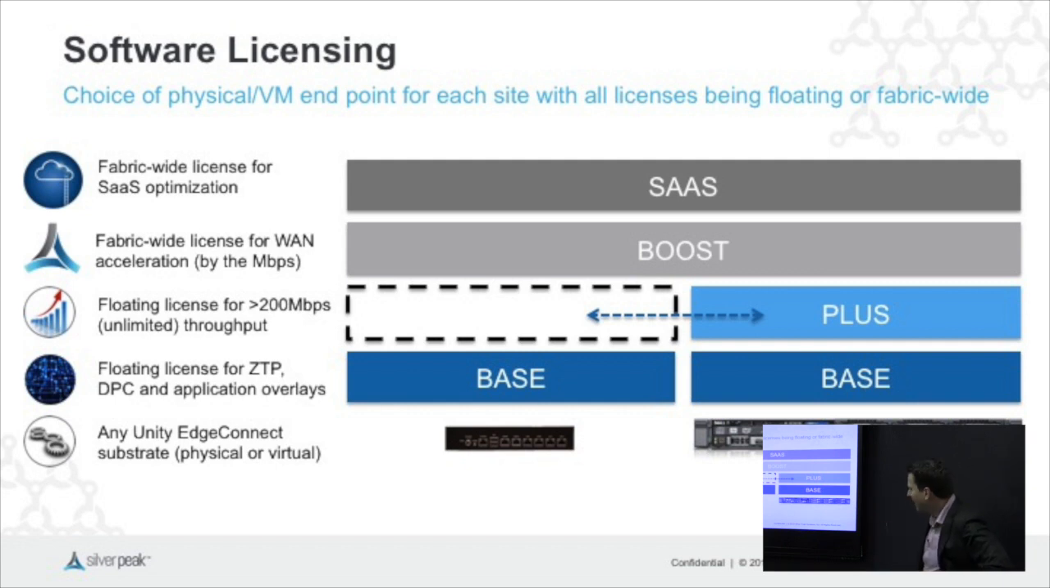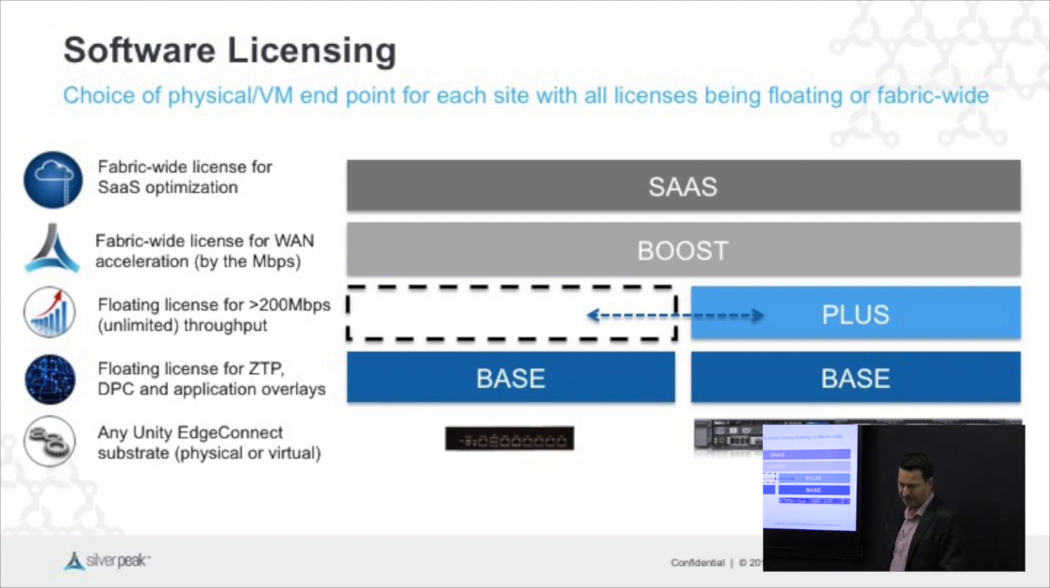These are a la carte offerings? Very, very good question. So it's a bit of a stack to this point. So every box needs a base. Now you can buy more boxes than you have base licenses because maybe you want to have some spares and you don't want to pay a lot for that spare box. To turn it on, you need base. To unlock the 200 megabit and up throughput, you will need to attach the plus license. And then boost and SaaS are entirely a la carte.